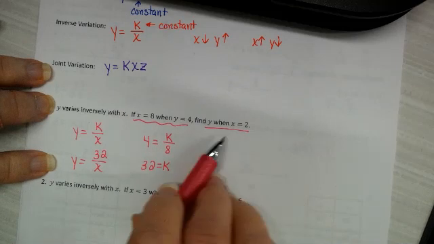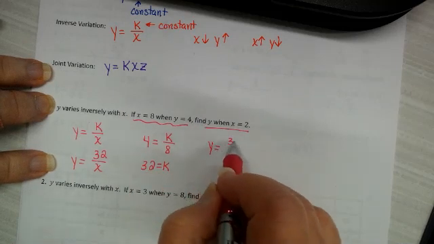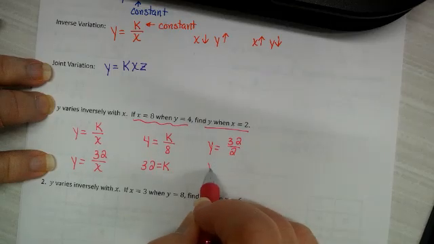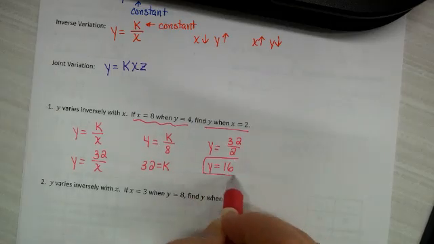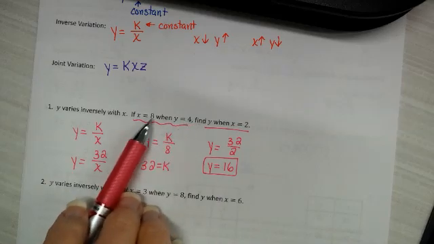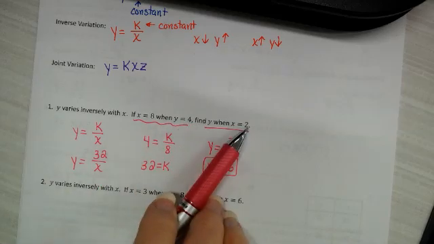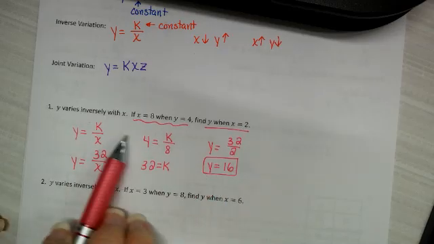Then we come over here, find y when x is 2. So we plug in x is 2, and we find out that y is 16. And there's our answer. So if y was 4 when x was 8, and now x is 2, notice x got smaller, y got bigger. Inverse variation. But that's all we do.